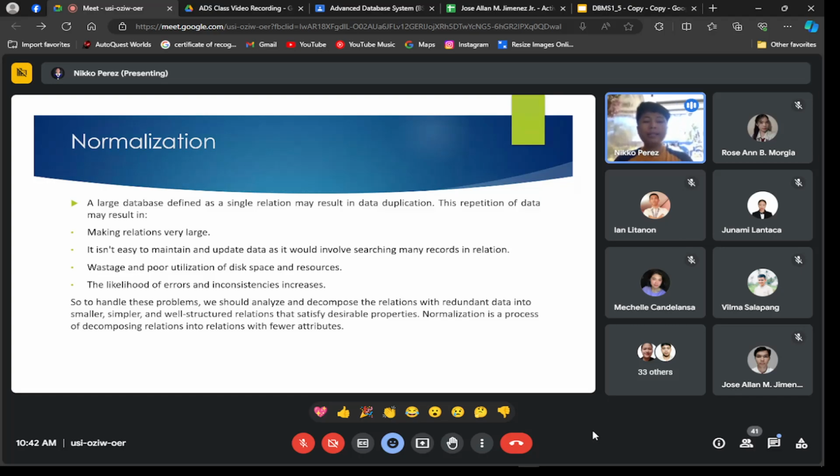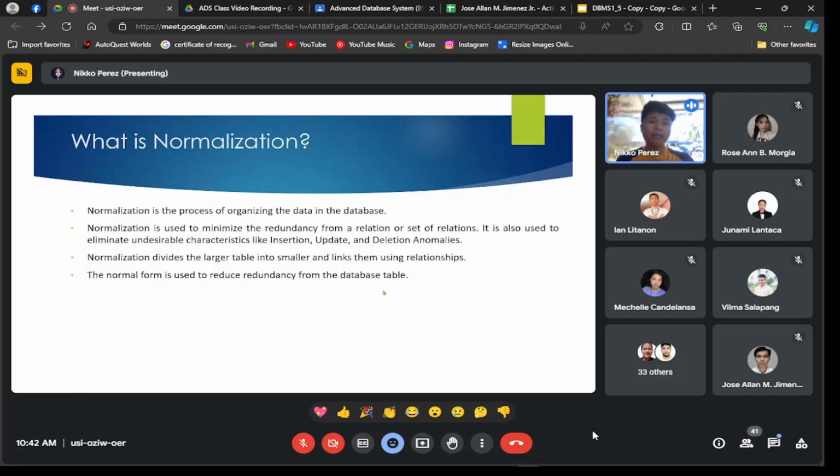Okay? So next, for sure, this is not yet the part after the term, but you will be more on the application of normalization. So normalization is the process of organizing the data in the database. Normalization is used to minimize the redundancy from a relation or set of relations. It is also used to eliminate undesirable characteristics like insertion, update, and deletion anomalies. This was introduced earlier, right? Normalization divides the larger table into smaller ones and links them using relationships.